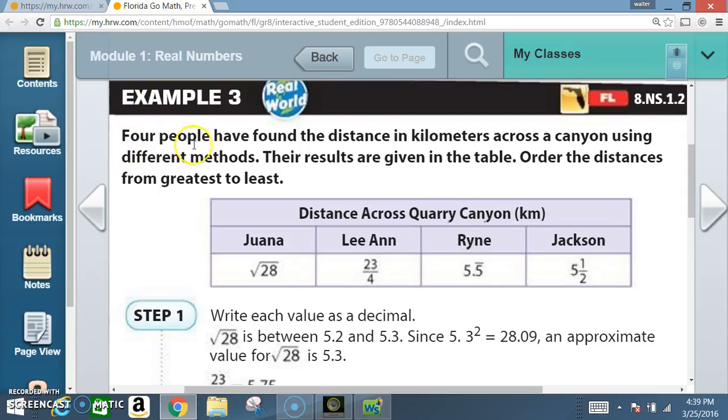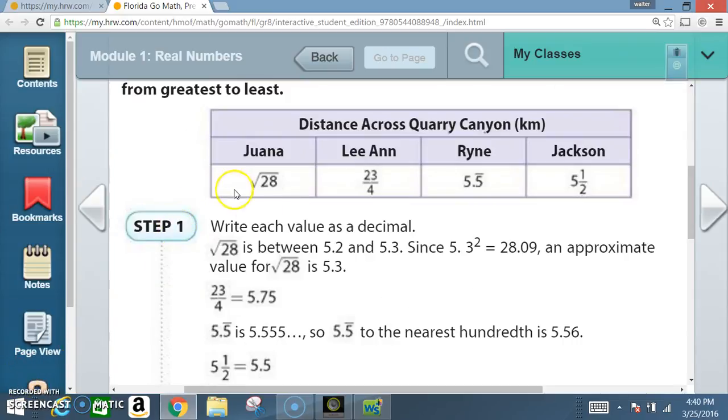Okay, example 3. 4 people have found the distance in kilometers across a canyon using different methods. Their results are given in the table. Order the distances from greatest to least. Okay, and the distances are the square root of 28, 23 over 4, 5.5 with the 5 repeating, so 5.5 repeating, and 5.5.